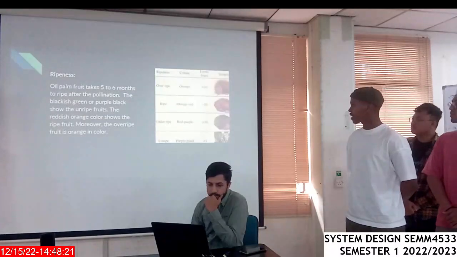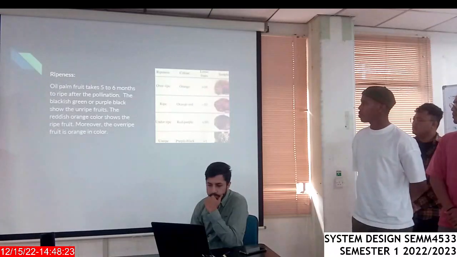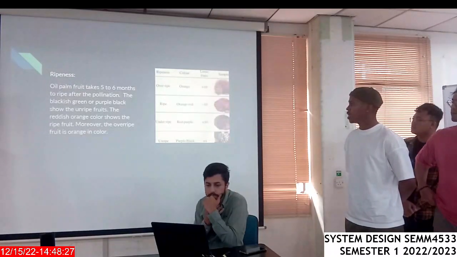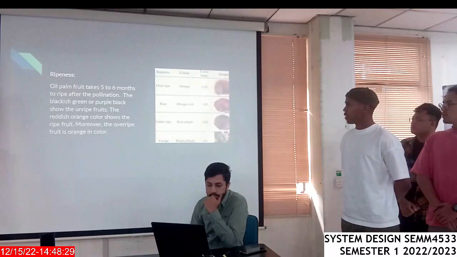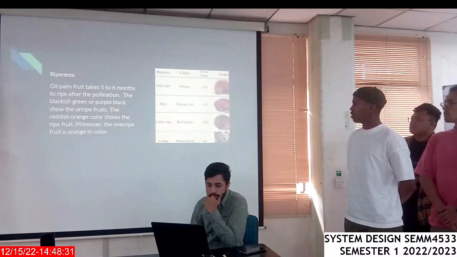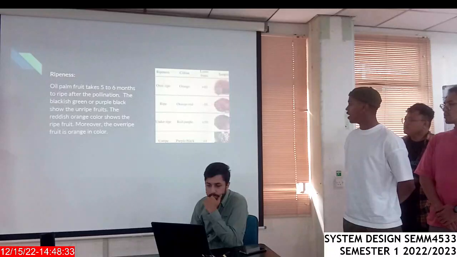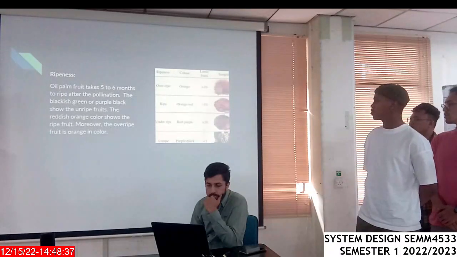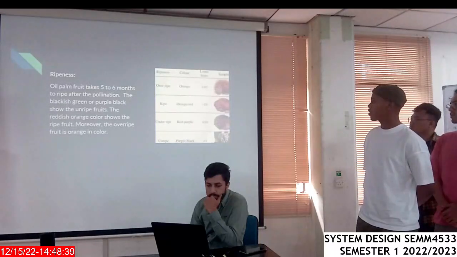The ripeness: all palm fruit takes about 5 to 6 months to ripen after germination. The blackish green or purple black shows the unripe one. Reddish orange color shows the ripe fruit. Moreover, the unripe fruit is orange to green in color.